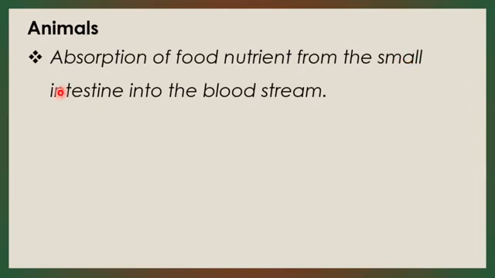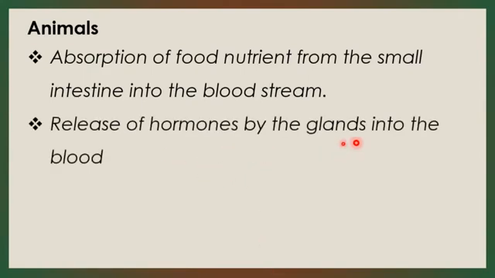In the small intestine, food nutrients in smaller size molecules are absorbed into the bloodstream by what? By diffusion. So take note, we have absorption of food nutrients from the small intestine into the bloodstream. Let's look at the second example.